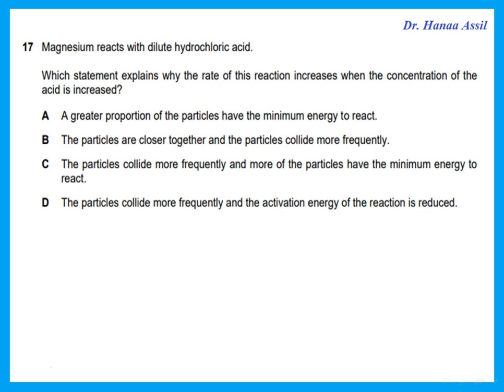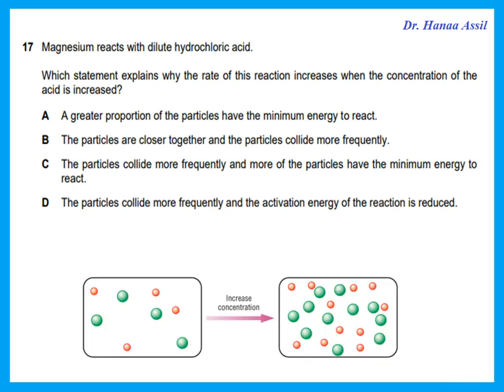Magnesium reacts with dilute hydrochloric acid. Which statement explains why the rate of this reaction increases when concentration is increased? Remember, if I increase concentration, the rate increases. Now, why is that? This is because particles now are closer together and the particles collide more frequently.